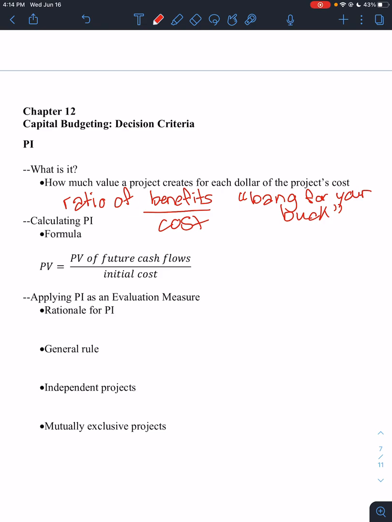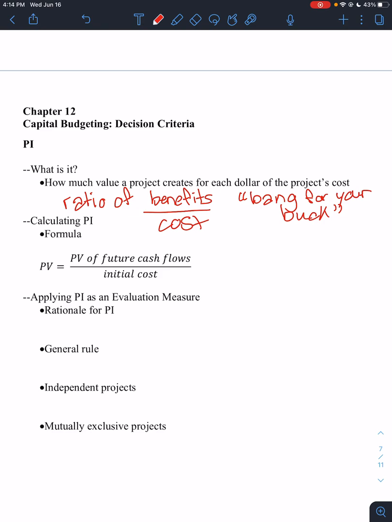So don't put a percent sign behind it. Don't put a dollar sign in front of it. It's just a number. It's okay. Not everything needs an accessory attached to it. Formula for it you'll have in the exam, but it's pretty straightforward. It says it's the present value of the future cash flows divided by the initial cost of the project.